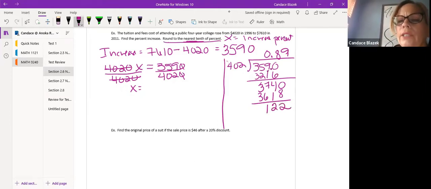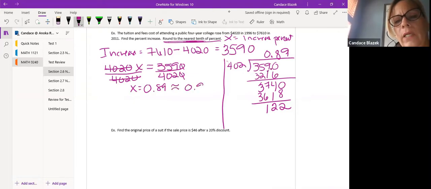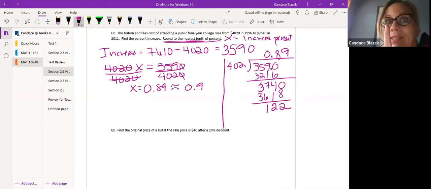All right, now I could continue dividing with the decimal, but I don't need to because the instructions say to round to the nearest tenth. So we would say 0.89, which is approximately 0.9. Oh, it says 0.1%. We need to continue. All right, let's continue.